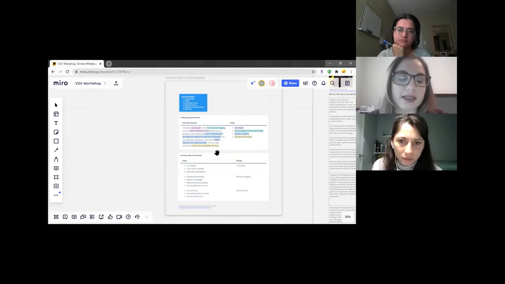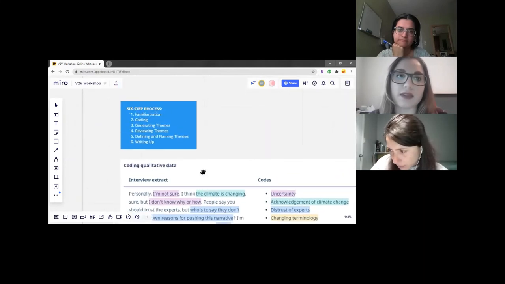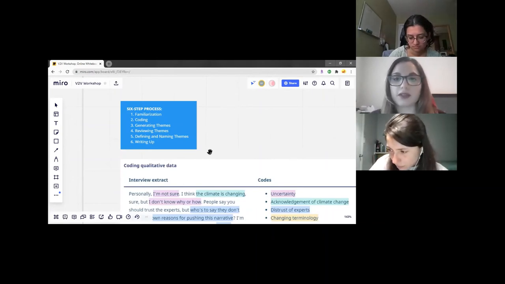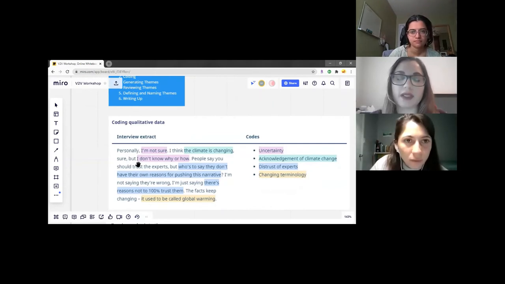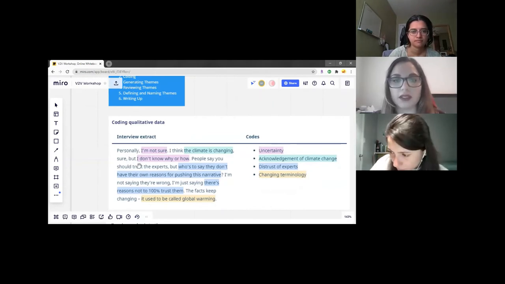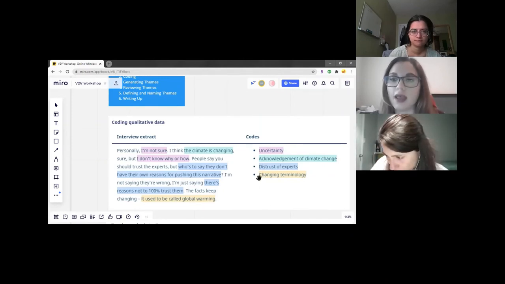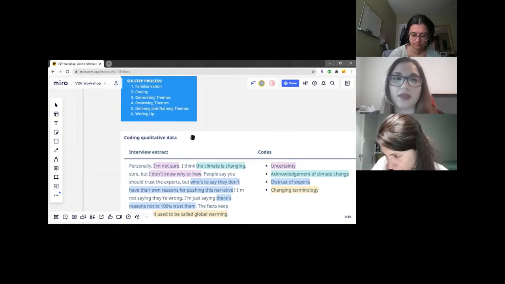Thematic analysis normally has a six-step process. First, you familiarize yourself with the data, so you are going to be reading the reviews. Then you start coding this data. What do I mean by coding? We have an example here. While you're reading this review or interview extract, the qualitative data that you have, you start developing keywords that you find in the transcript, and then you start generating the themes.